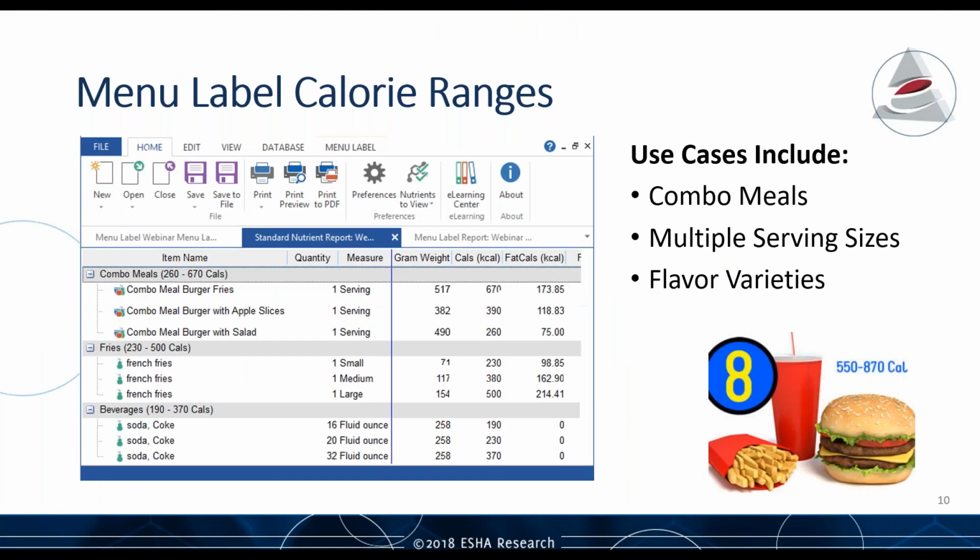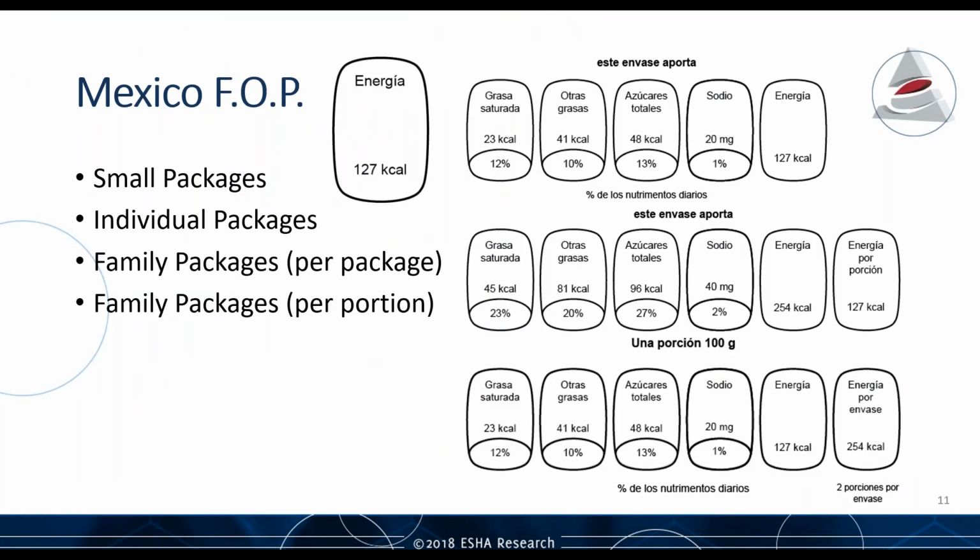So we will jump into a little bit of Mexico front of pack or Mexico related regulations. New to Genesis 11.5 is Mexico front of pack labeling. It's a series of icons that's designed to appear on the front of a package, just like it's named.